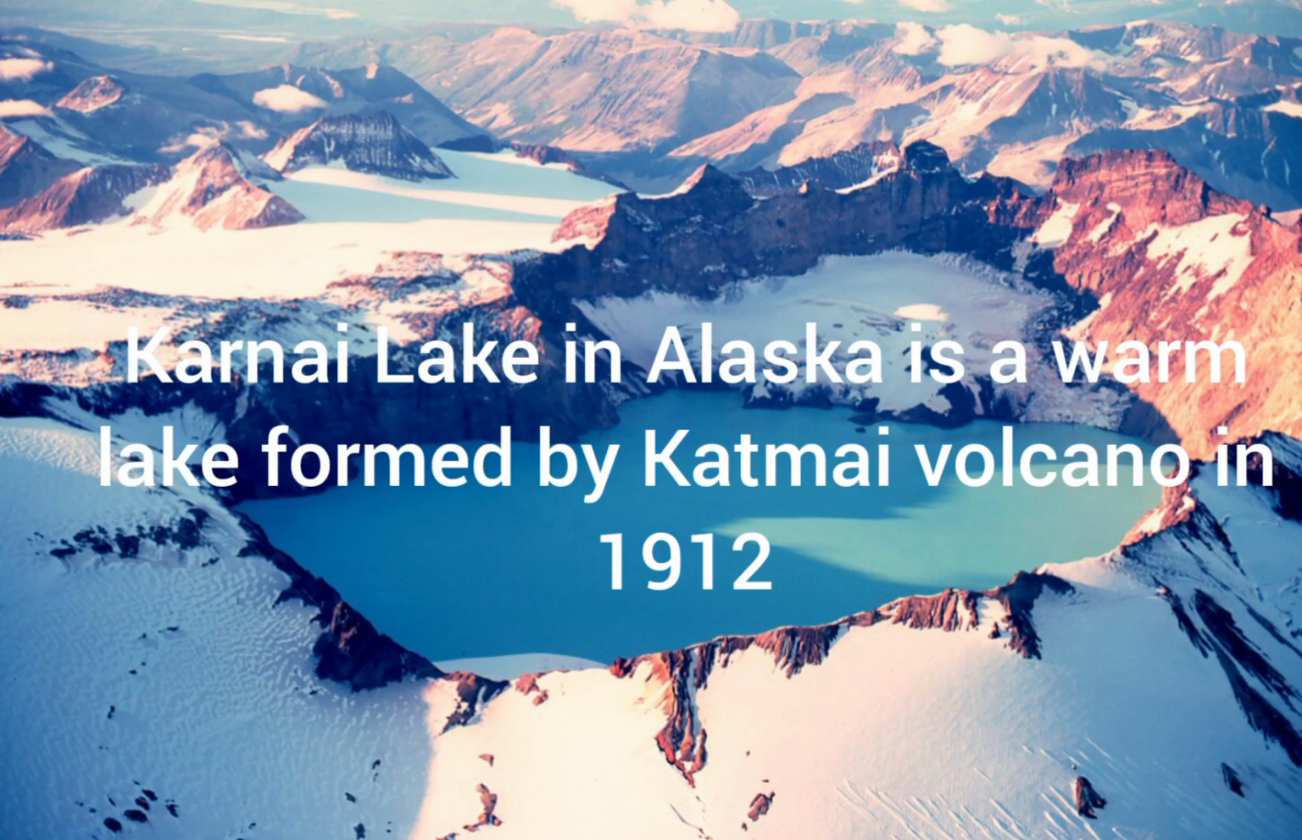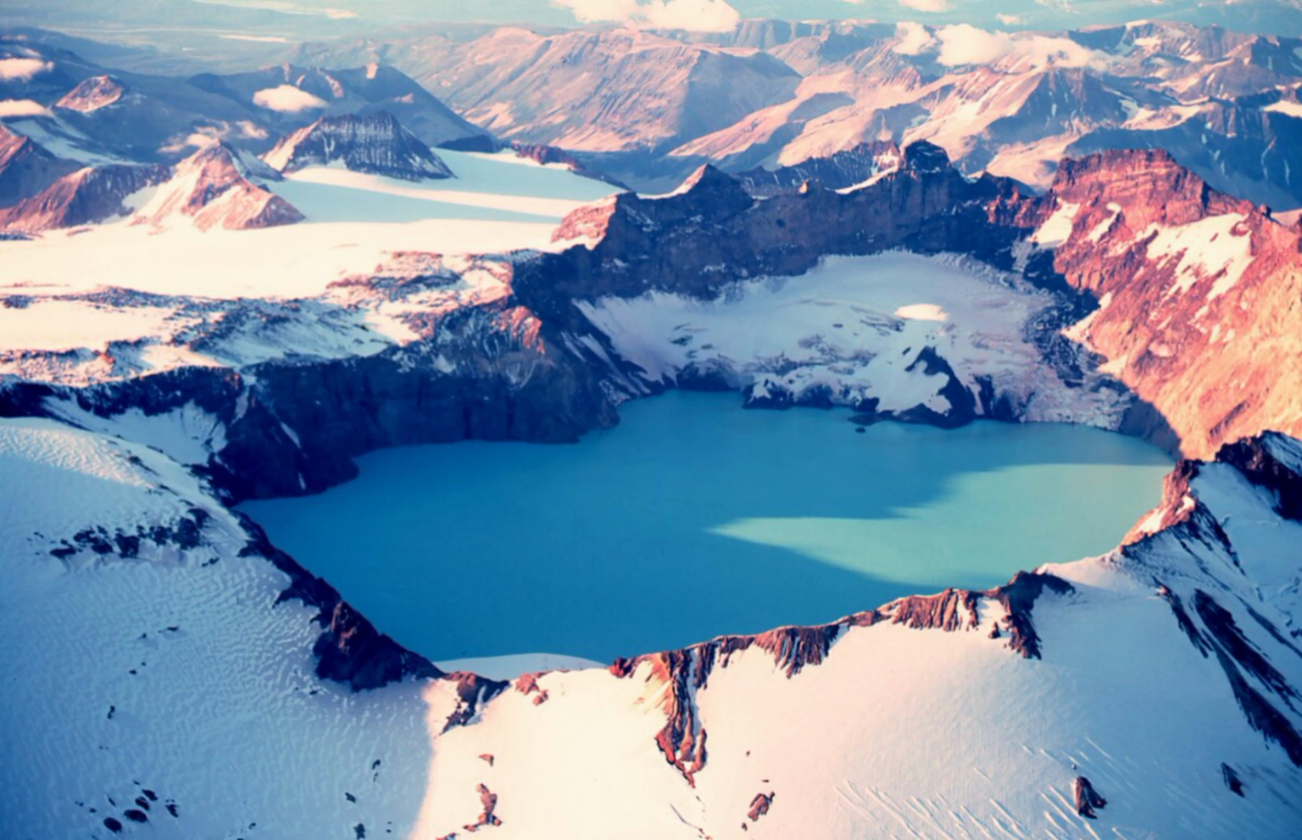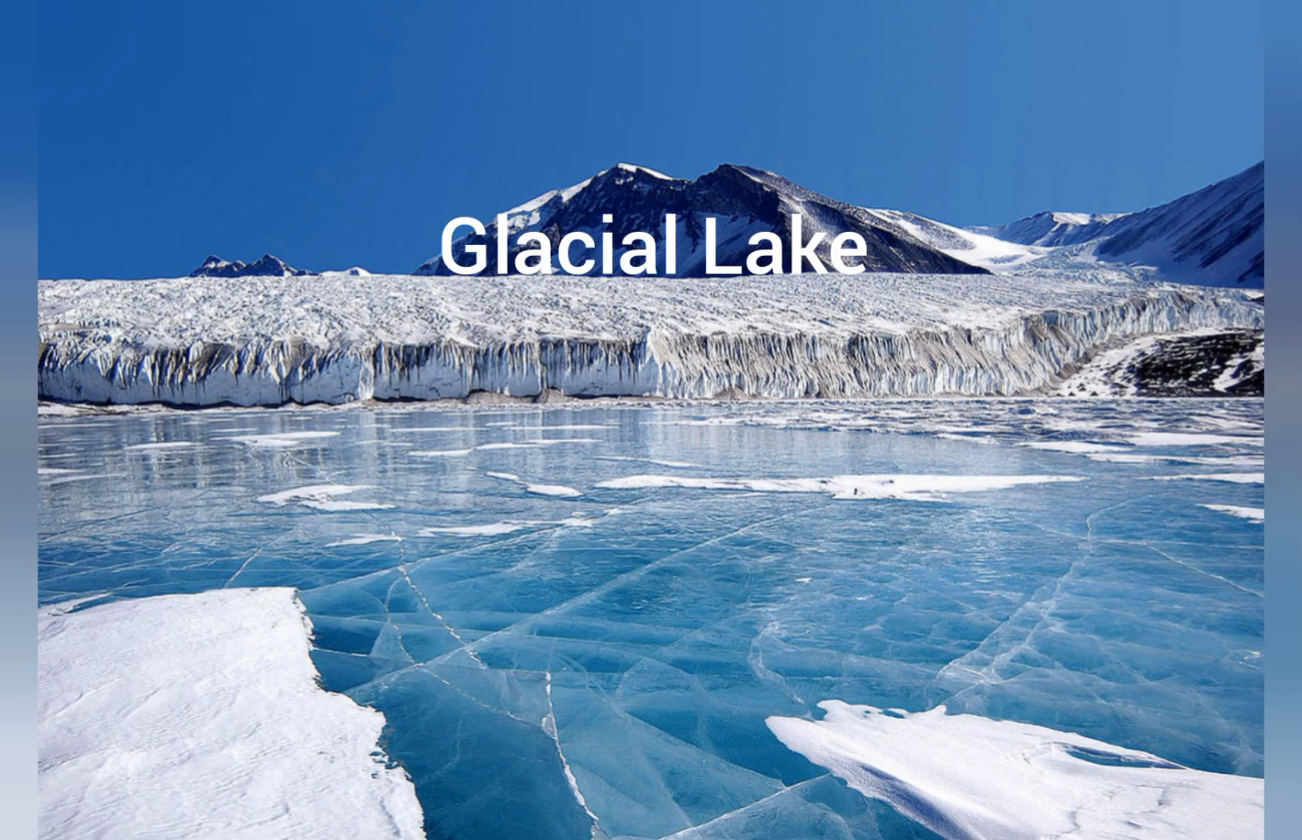Another such crater lake is at Katmai, which is in Alaska. It was formed in 1912 and it contains warm water because this lake is basically volcanic. That is why it contains warm water, even though it is in Alaska. Another type of lakes are the glacial lakes, which have been formed due to the action of glaciers. They are formed when there is a hollow or a depression which is scooped out because of glacial erosion.